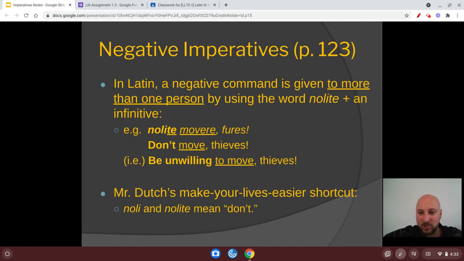Noli and nolite mean don't, all right? One person, don't do something; more than one person, don't do something. Don't worry that there's an infinitive after it, just say don't, and whatever action goes with it. Noli ambulare, don't walk. Nolite portare, don't carry, for example.